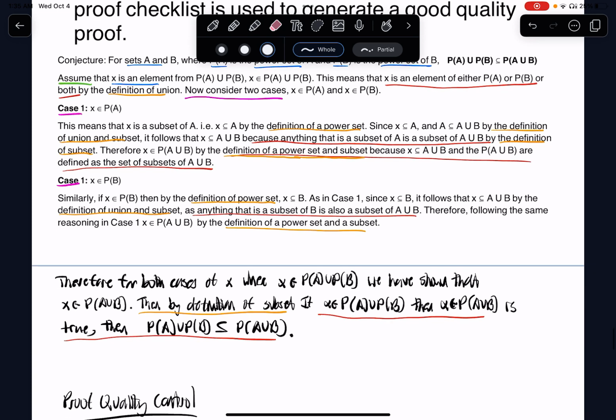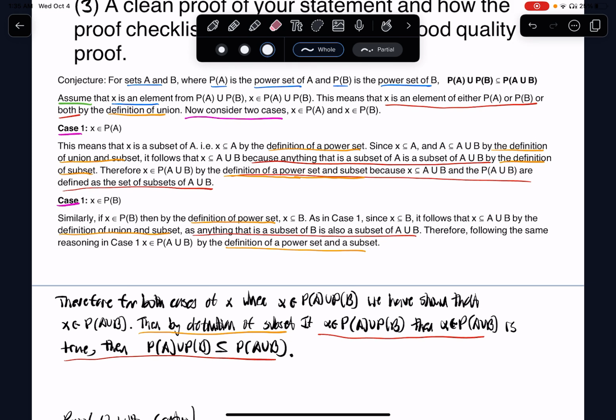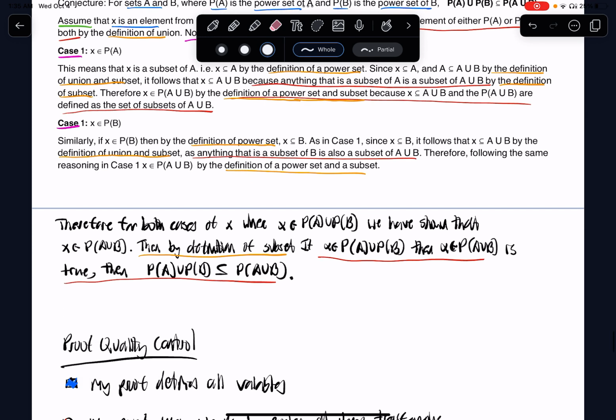Therefore, for both cases, where X is an element of the power set of A union the power set of B, we have shown that X is an element of the power set of A union B. And by the definition of subset, if X being an element of the power set of A union the power set of B implies that X is an element of the power set of A union B, then the power set of A union the power set of B is a subset of the power set of A union B.